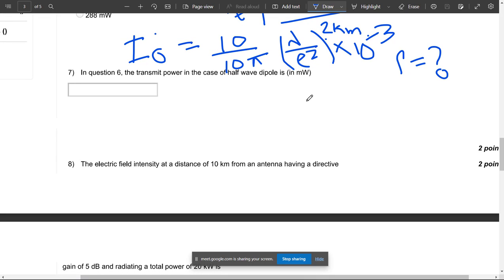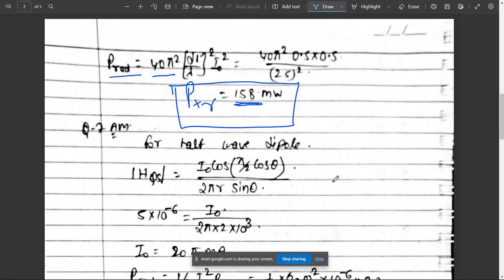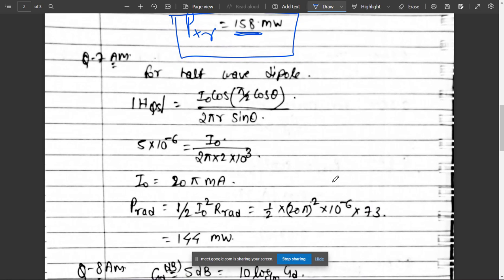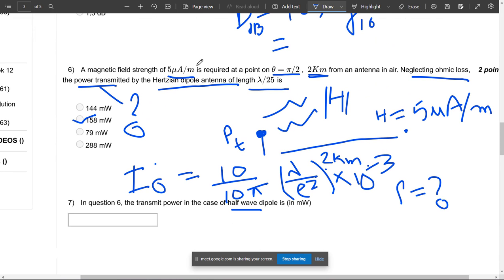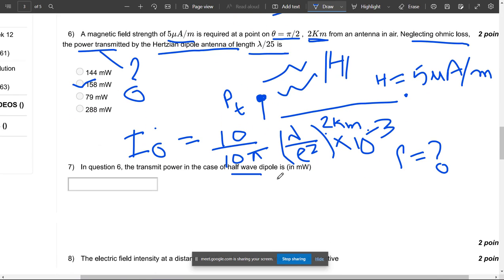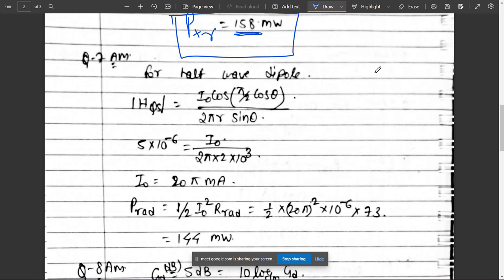Let's go ahead. In question 6, the transmit power in case of half wave dipole. Now the power transmitted will have a different I naught, and it will have a different power transmitted, since the dipole antenna is changed from Hertz dipole antenna to half wave dipole antenna.